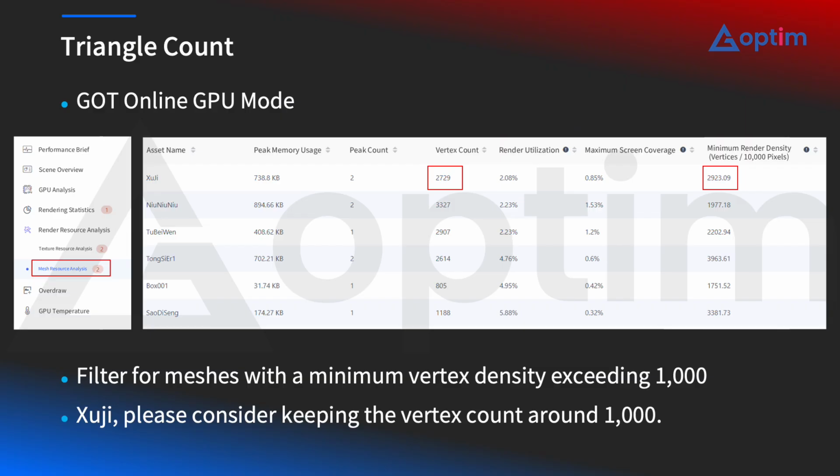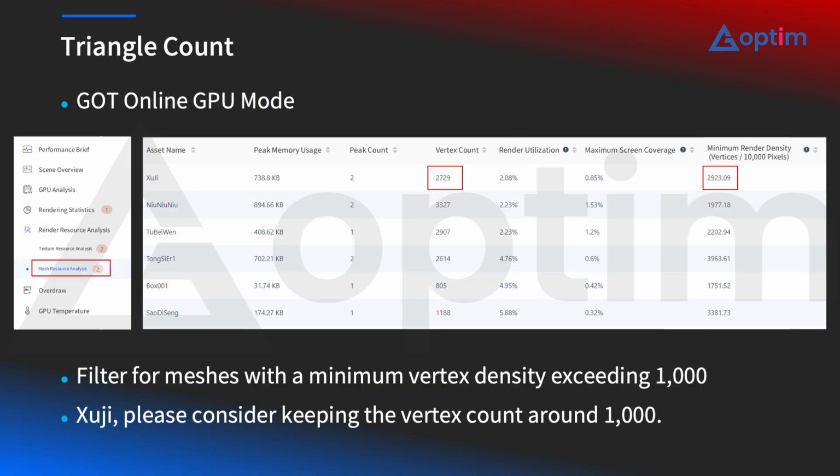Based on this derivation, we also implemented a corresponding mesh analysis tool in the GPU module of GoT Online. In the asset analysis section, rendering density is used to evaluate which meshes have excessive vertex load. We can filter out all meshes whose minimum rendering density still exceeds 1,000.